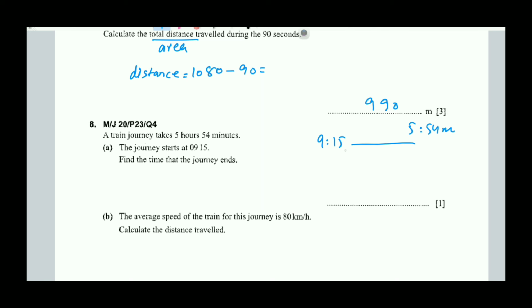First of all, count till 5 hours. You will add 5 hours to 9:15, you will get 10:15, 11, 12, 13, 14:15. So if you add 5 hours, you will get 14:15. Now you can add 54. You can use your own method, but you can use this method as well. Now you have to add 54 more minutes.